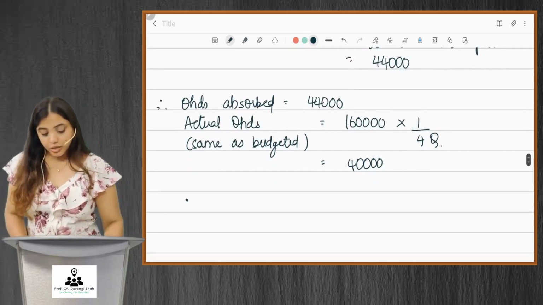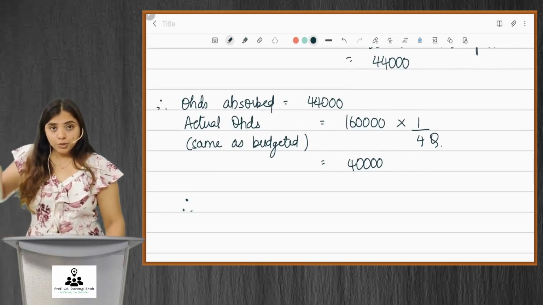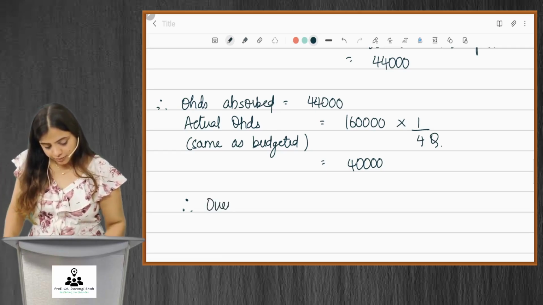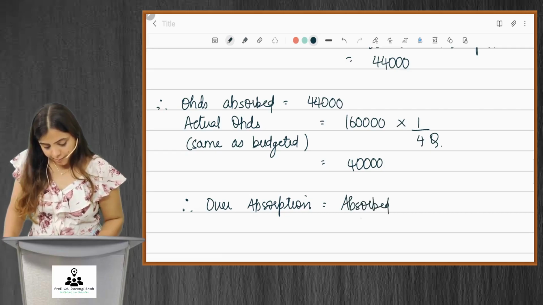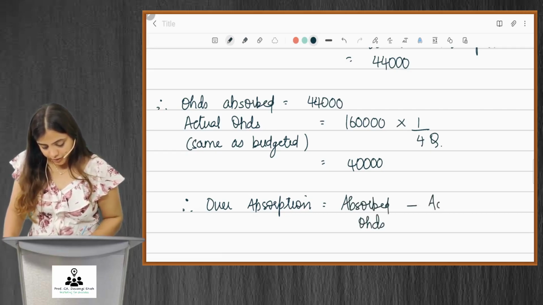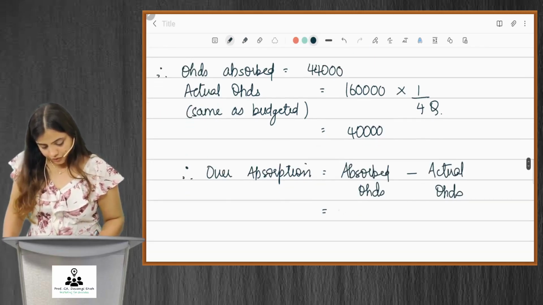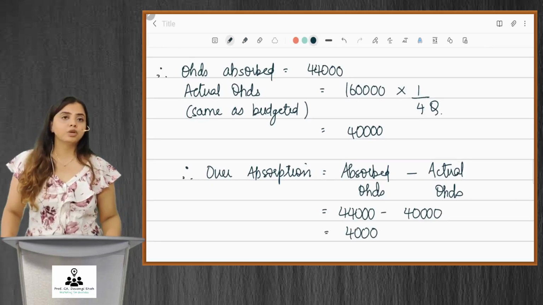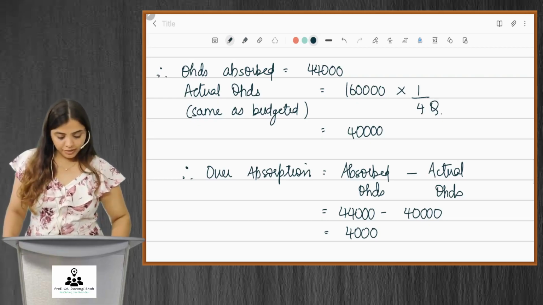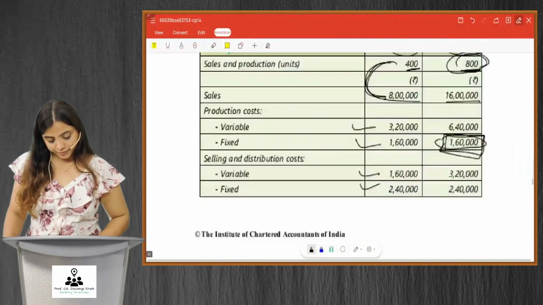So what you observe is your actual overheads are less, absorption is more, so there is over absorption. Over absorption will be your absorbed overheads minus actual overhead. Absorbed overheads is 44,000. Actual overheads 40,000. You get 4,000 as your over absorption. Okay. And with this, we have answered the second part as well.